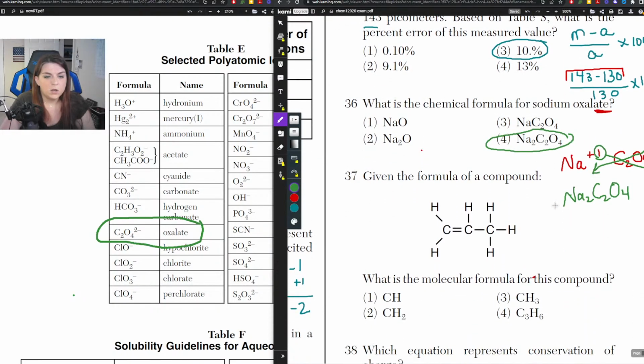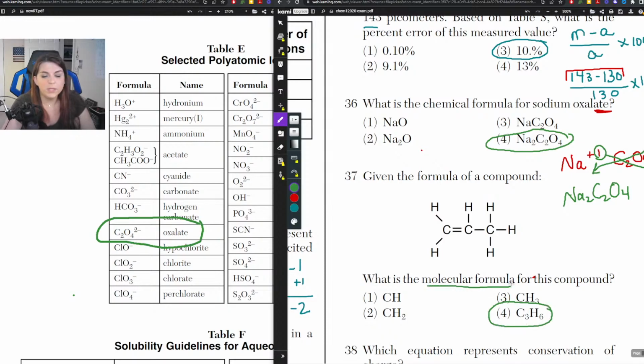Okay, moving right along. 37. Given the formula of a compound, what's the molecular formula? I wish they would say given the structural formula of a compound. We have 3 carbons. Wow, you just had to count. There's 3 carbons and 6 hydrogens, and that's it.